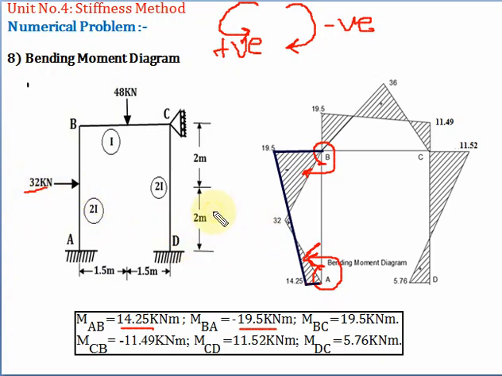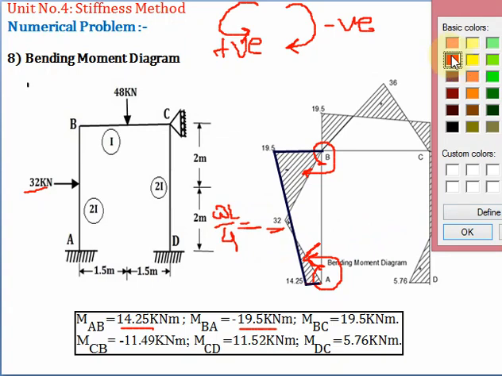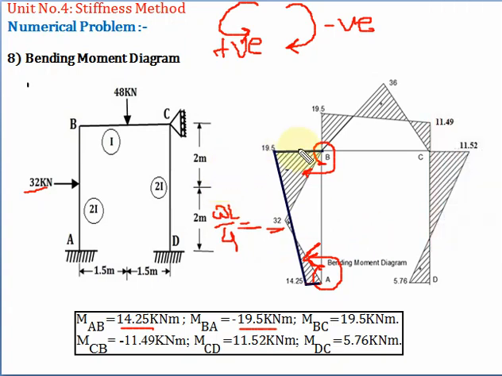So the value of the free bending moment will be what? WL by 4. So what is the value of W here? 32. What is the value of L? It is 4. So 32 into 4 upon 4, the value is 32. Okay, so join this by a straight line. I will put this over here. So join this by a straight line here.